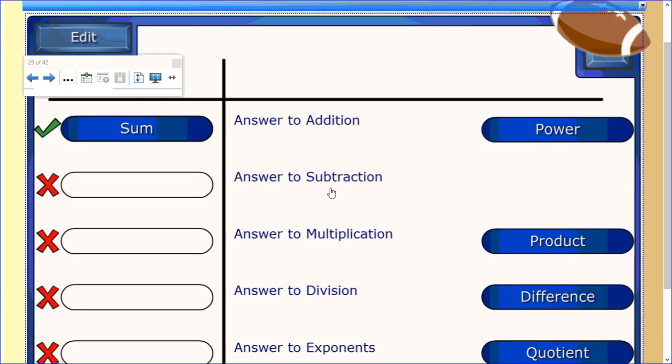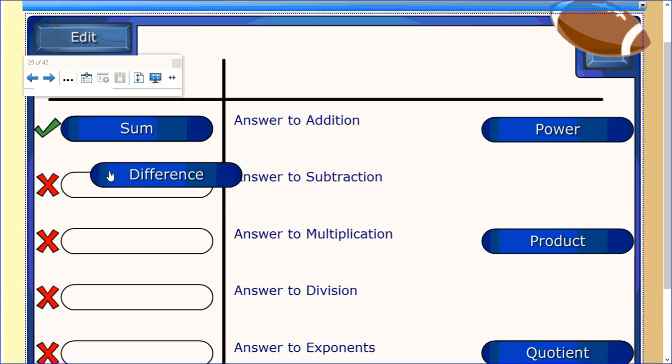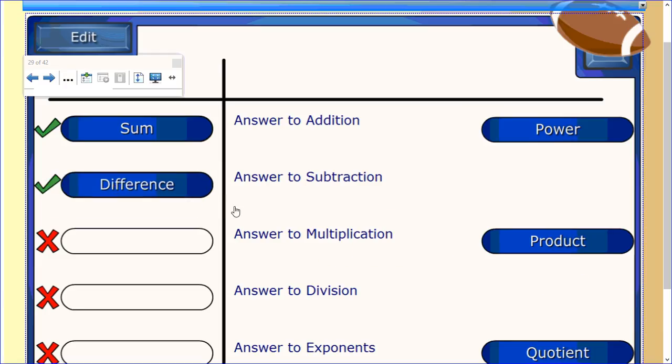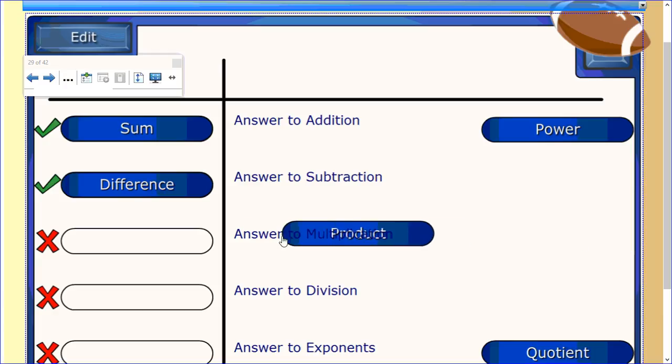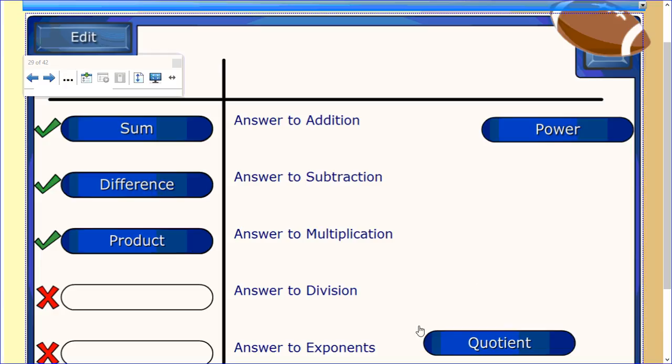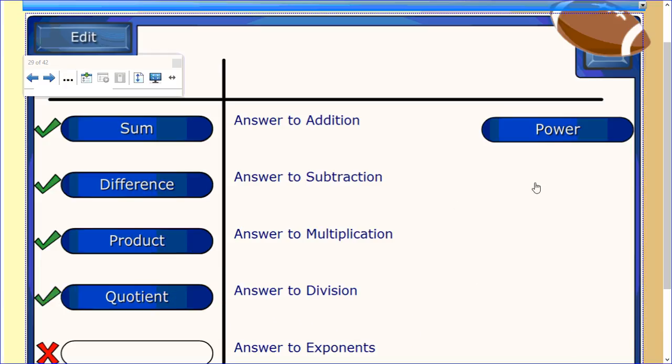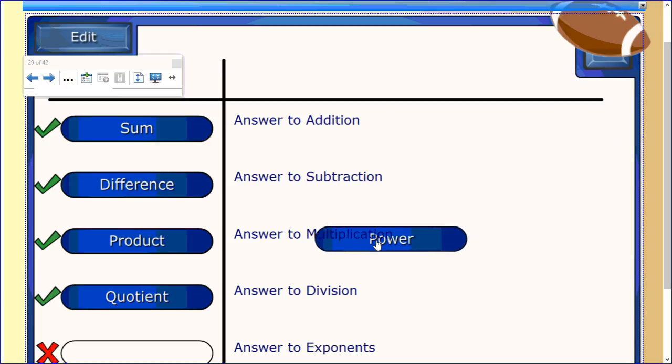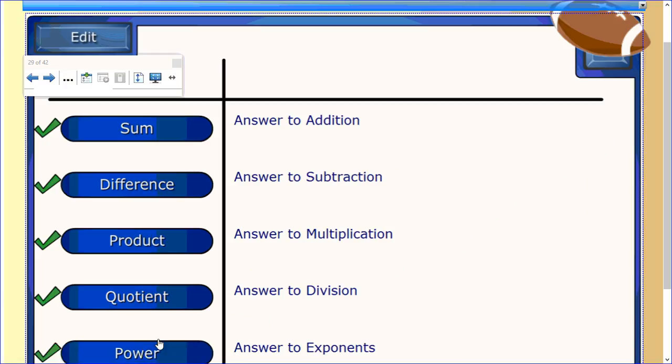Good. Answer to subtraction. That's called difference. Answer to multiplication. Let's see. Right. Product. And the answer to division. That's good old quotient. And of course, the last one, answer to the exponent must be power. So that's a good review of some vocabulary terms. Sum, answer to addition. Difference, answer to subtraction. Product, answer to multiplication. Quotient, answer to division. And power, answer to exponents.